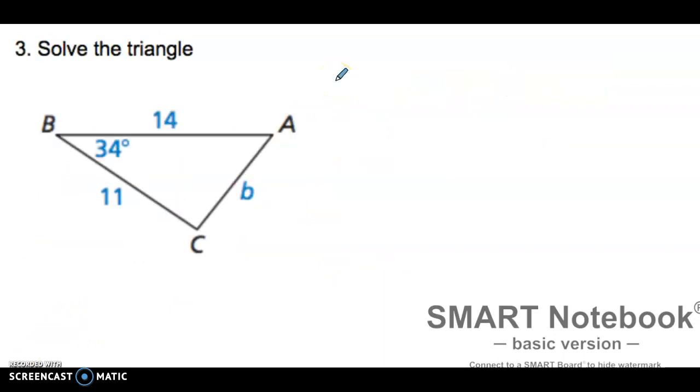All right, this next one says to solve the triangle. I notice that I know two sides. I don't know the third side. I know one of the angles, so I've got to find that. So I'm going to be looking for side B, and I'm also going to be looking for angle A and angle C. And it doesn't really matter where you start.